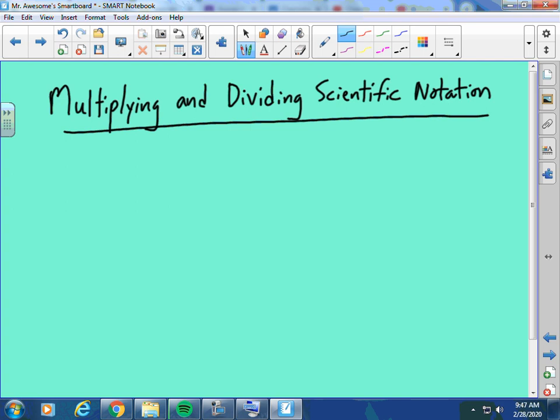So we've already learned about Avogadro's number. Avogadro's number is 6.022, or just 6.02 is fine, times 10 to the 23rd. That's the actual number, right? And that represents how many particles are in this unit called the mole.